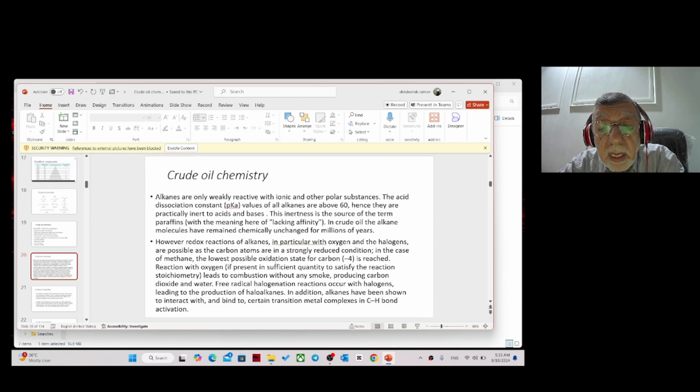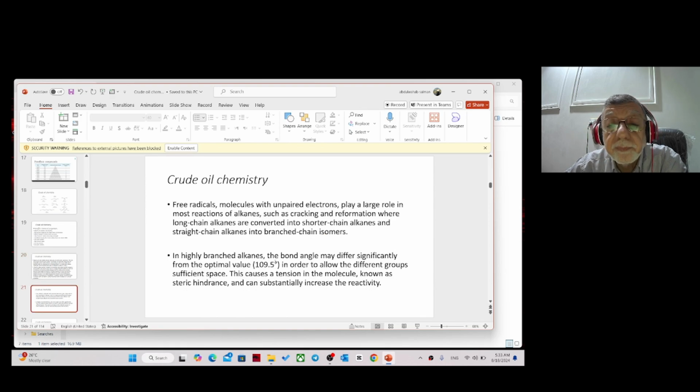Reaction with oxygen, if present in sufficient quantity to satisfy the reaction stoichiometry, leads to combustion without any smoke, producing carbon dioxide and water. A free radical halogenation reaction occurs with halogens, leading to production of haloalkanes. In addition, alkanes have been shown to interact with and bind to certain transition metal complexes in carbon-hydrogen bond activation.